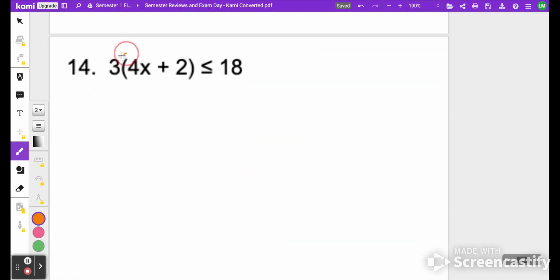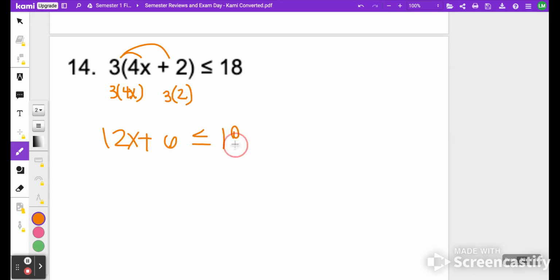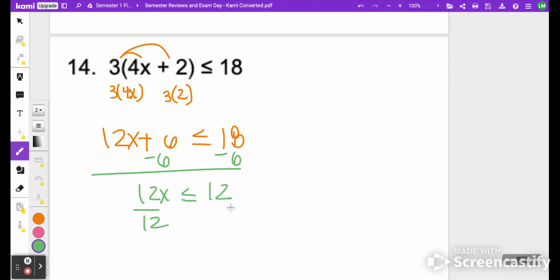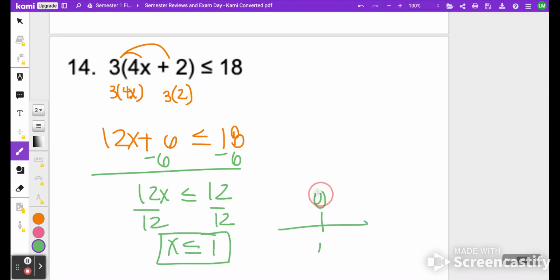Number 14 can be solved first by distributing. 3 times 4x is 12x, and 3 times 2 is 6. So 12x plus 6 is less than or equal to 18. Next up, I'm going to subtract 6 from both sides. I'm going to get 12x is less than or equal to 12. Finally, my last step will be to divide both sides by 12. X is less than or equal to 1. If you decided to graph that one, this is a closed circle pointing left.